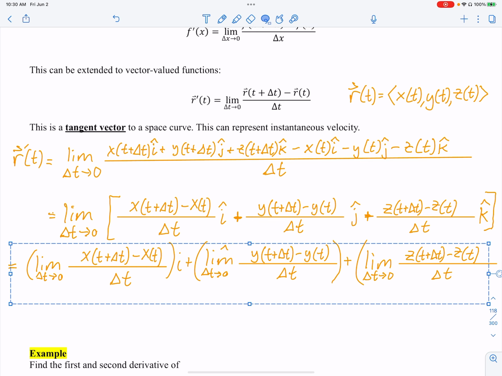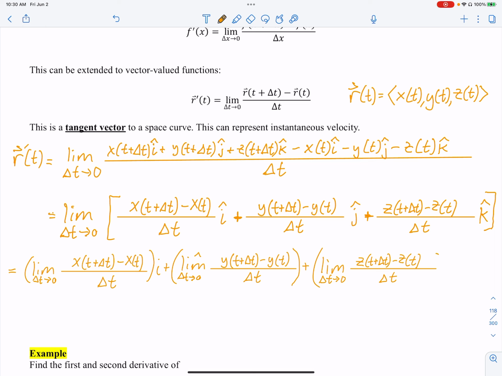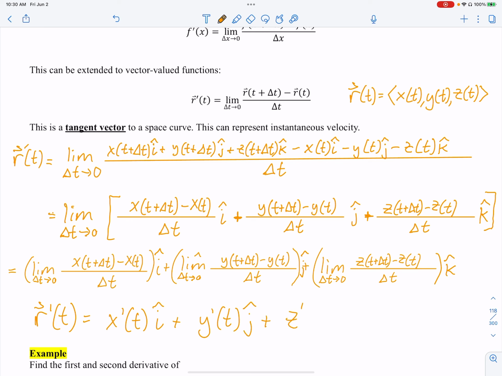Let me shrink this down just a bit. All right, I know this is the k component. So what the heck does this mean? Well, that means r prime of t. Well, if I look at each component, the thing that's in front of i, oh, we need our hats, j and k. There we go. Forgot my j there, so hopefully you put that in. Each set of parentheses is just the definition of the derivative for that function x, for that function y. So this is actually just equal to x prime of t i plus y prime of t j plus z prime of t k.